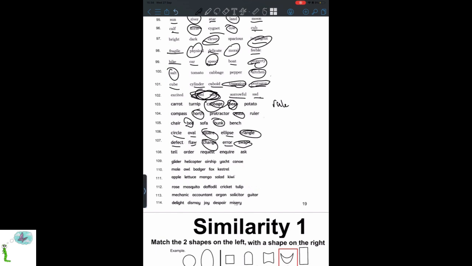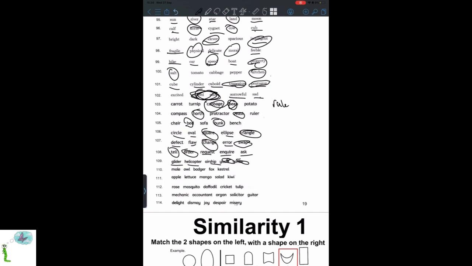Tell, order, request, inquire, ask. Request and inquire already mean the same thing, so does ask, so it's going to be these two. Glider, helicopter, airship, yacht, canoe. So these three are in the air, and these two are not. So that's going to be the rule.